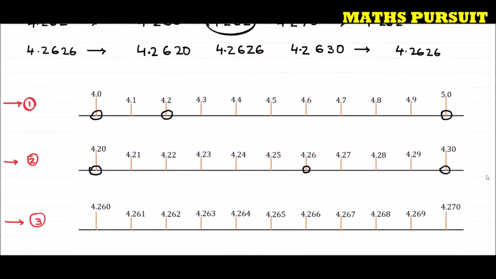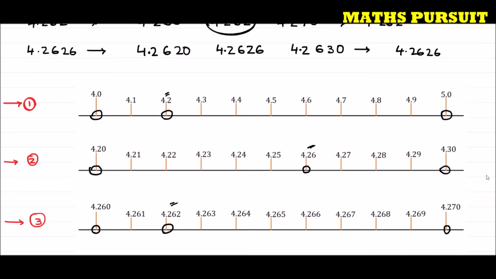You will see that in our third number line we have 4.262. It falls in between 4.260, which is the starting point of our number line, and 4.270, which is the end point on the number line. And we have shown 4.262 here, along with 4.26 and 4.2.